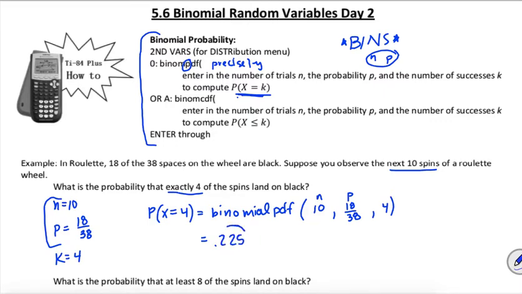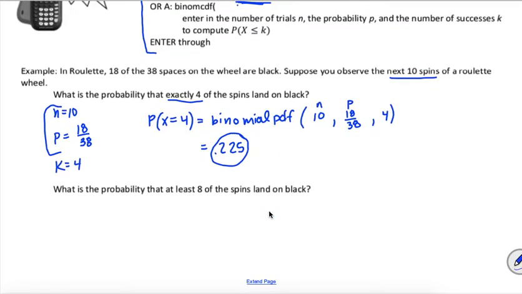So there's a 22.5% chance that we will get exactly 4 of the spins landing on black. So the next one, okay, we're still using this information.